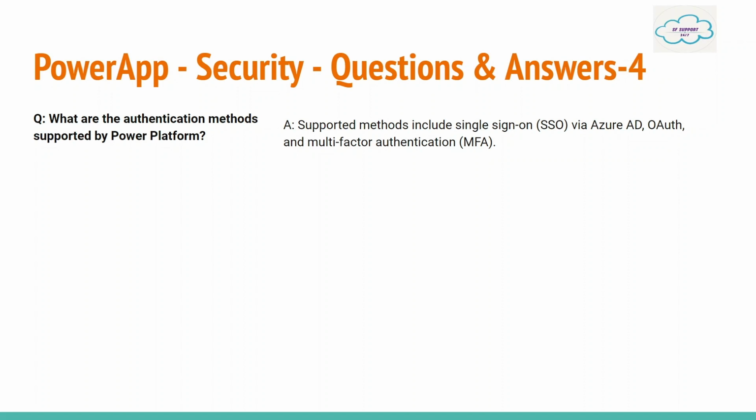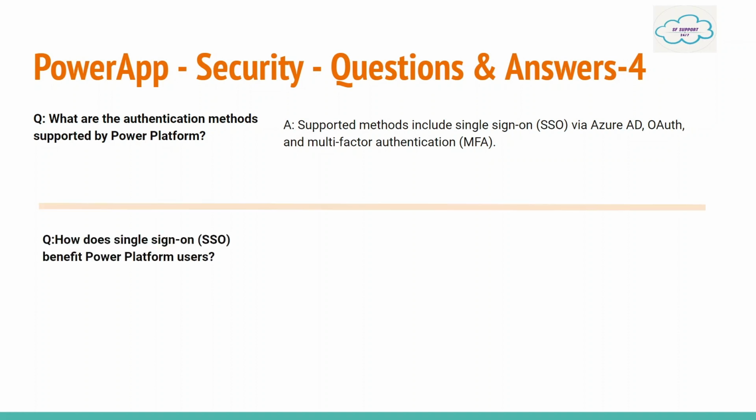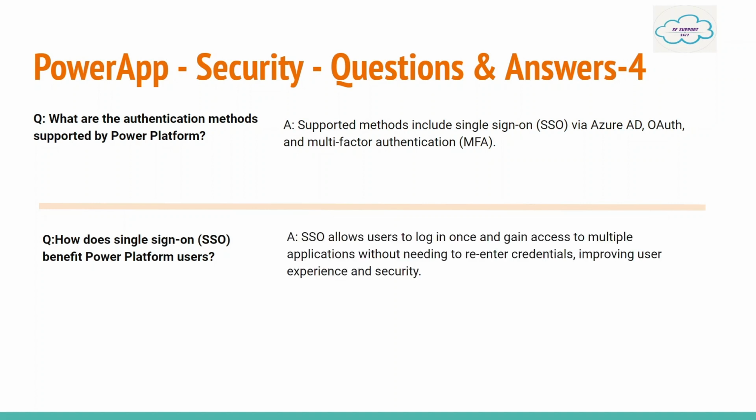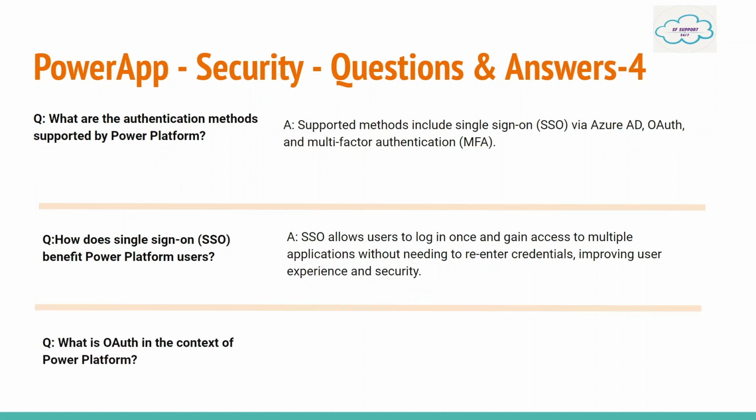The supported methods include single sign-on, Azure AD, OAuth, and MFA, multi-factor authentication. Next question. How does single sign-on benefit Power Platform users? SSO allows users to log in once and gain access to multiple applications without needing to re-enter the credentials, improving the user experience. Next question.